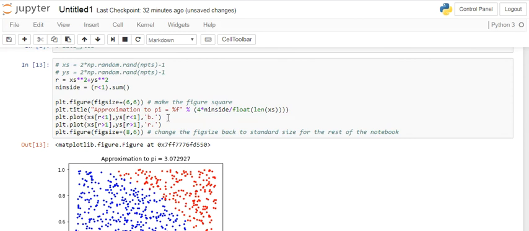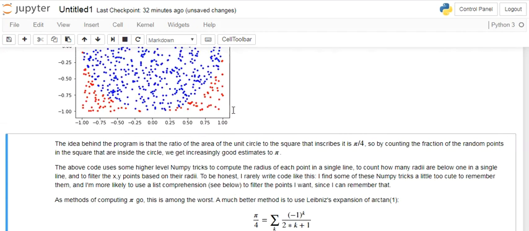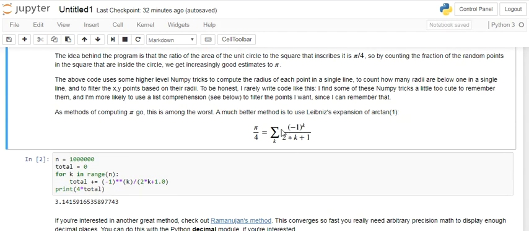So the issue is that although this is an interesting visual way of doing things, a sum such as this is actually much, much more efficient. So as you can see here, we did this for loop. So anyway, hope that was interesting.